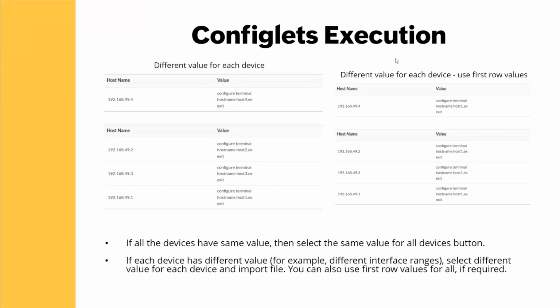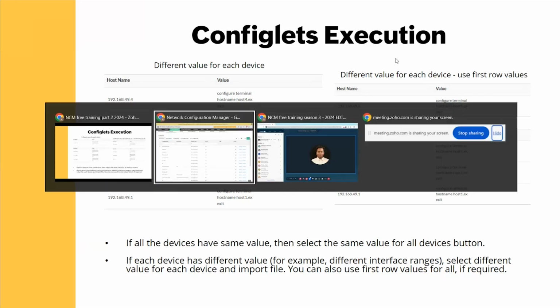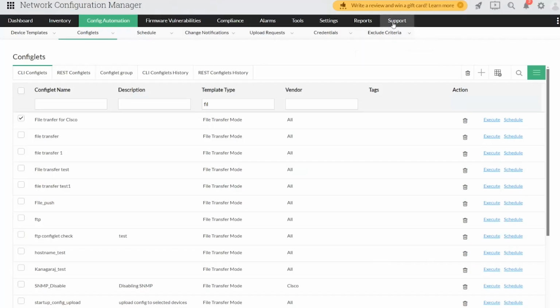So now let's move on to the next topic, which is the configlet execution. So remember how we talked about the template variable selection earlier. So here's where you need to decide whether to use the same value for all devices or different values for each device. The reason we have this feature is that some devices might need different details like interface ranges, host names, etc. In those cases, you can use this option to execute different values for different devices. So let's see this in action in the UI.